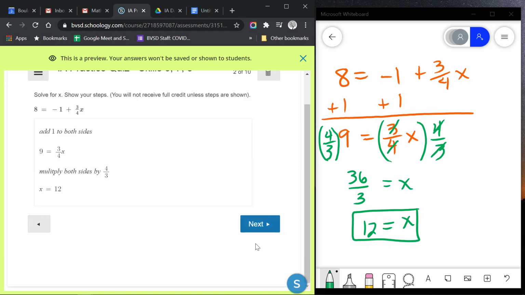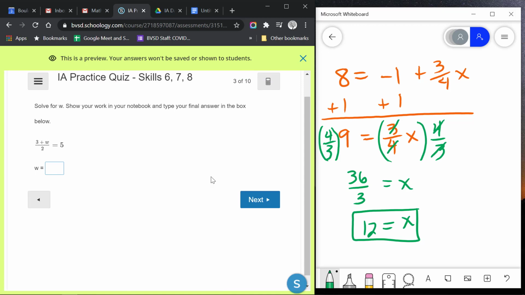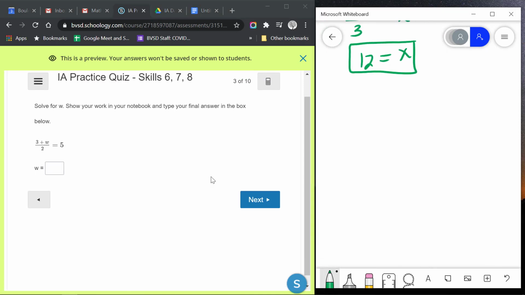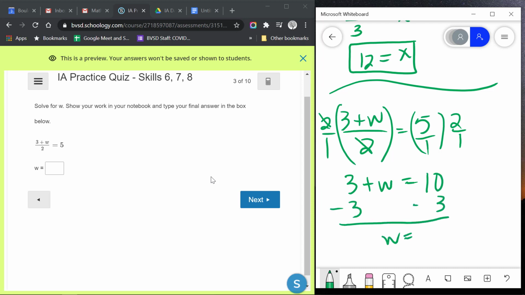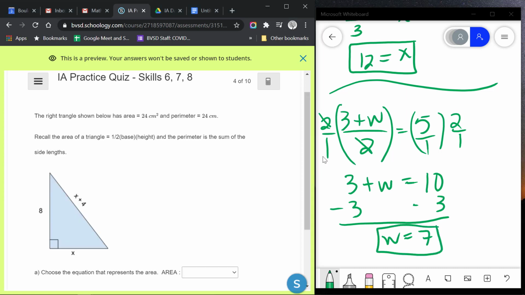All right, for this one, I'm going to show work in my digital notebook over here. Hopefully in your physical notebook you have this. I want to deal with that divide by 2 first. Remember that those cancel out and we're just left with 3 plus w equals 10. So I've got w equals 7.